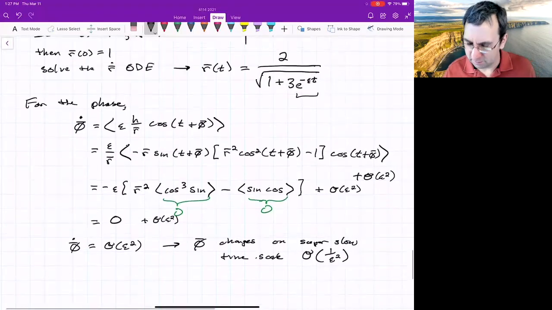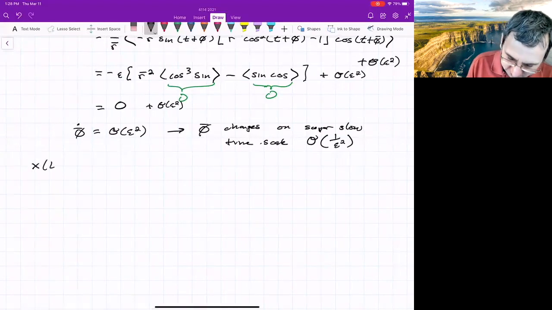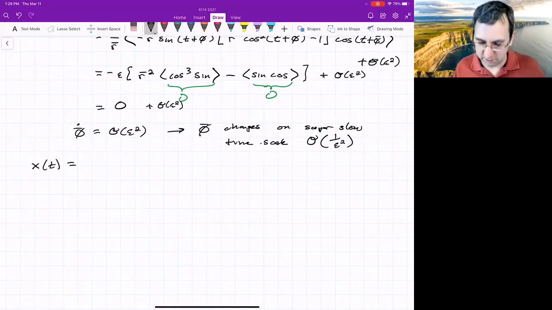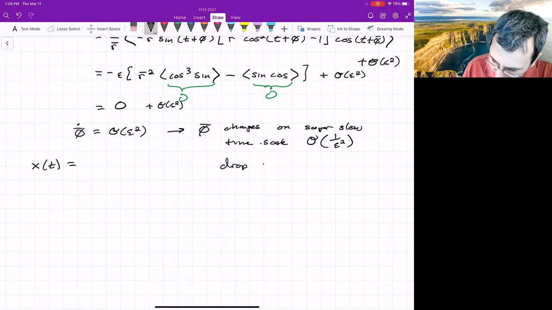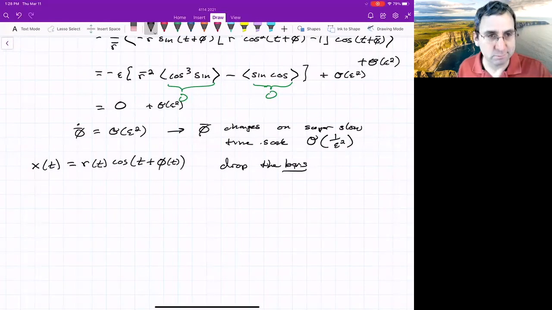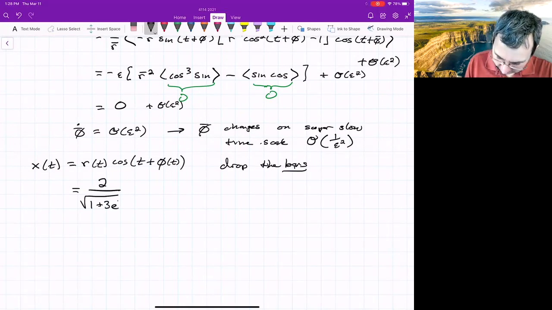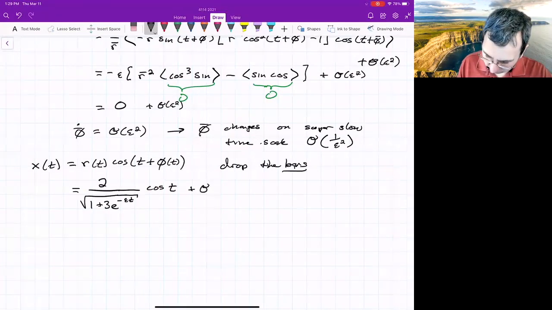If we were to return to x, what does x do? We could look at what x does. So go back to x. X as a function of time equals, and I'm just going to drop the bars, R as a function of time, cosine(t + phi as a function of time), but that's 0. So we're left with, at least for the initial condition, same initial condition as before, 2 over the square root of 1 plus 3 e to the negative epsilon t, times cosine t, plus things that could be of order epsilon.